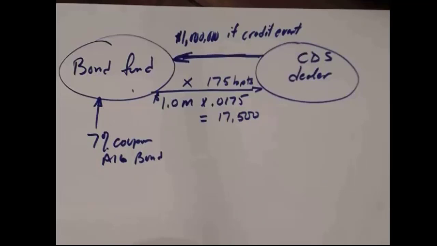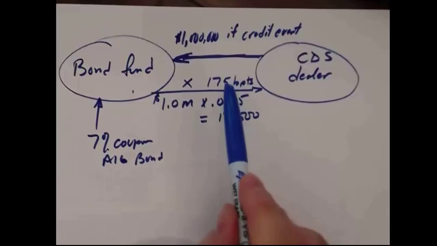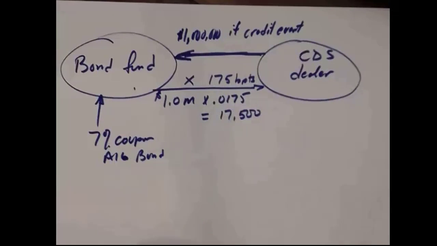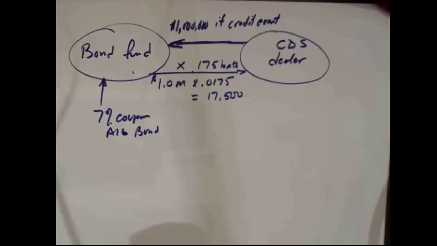So that is the basic outline. What we want to do next is look at where the heck this 175 basis points comes from. Let's explore that through a process called replication and arbitrage, something we've been doing all semester. So let me show you how to do this.